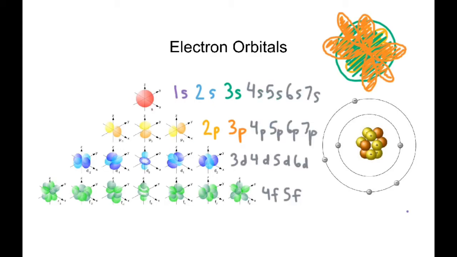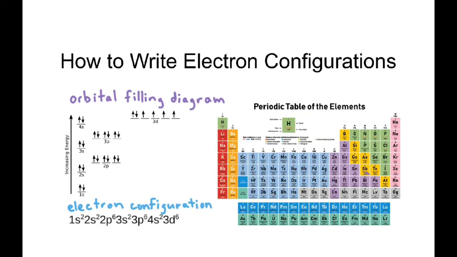On the third energy level, we add d orbitals, and on the fourth energy level, we add f orbitals. You could imagine it would be very messy to draw pictures of where the electrons are in atoms. So, chemists rely on orbital filling diagrams and electron configurations. Here we have an orbital filling diagram and an electron configuration to match.